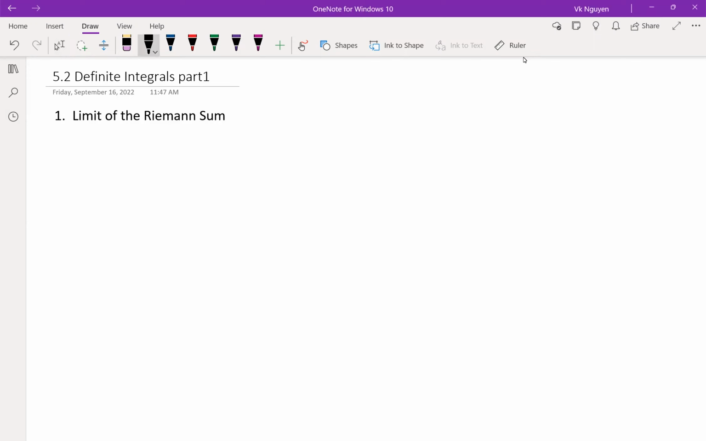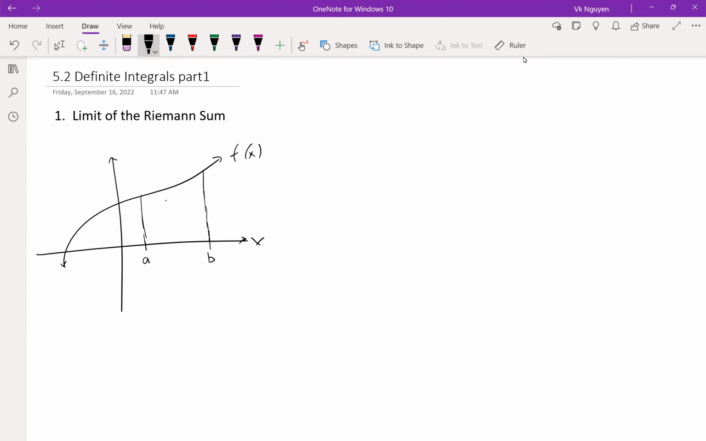Number 1, limit of the Riemann sum. Let's say we have a function, and we're going to sketch the function this way. This is f of x. We want to figure out the area from A to B. The exact area.